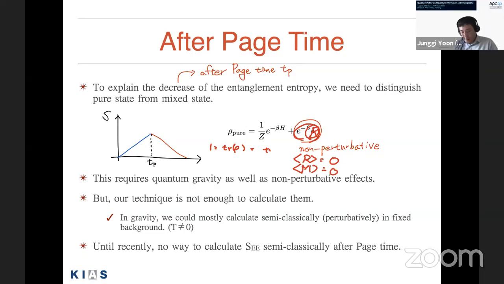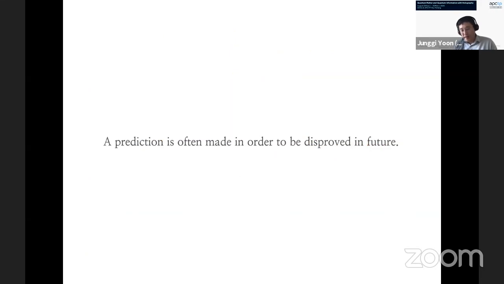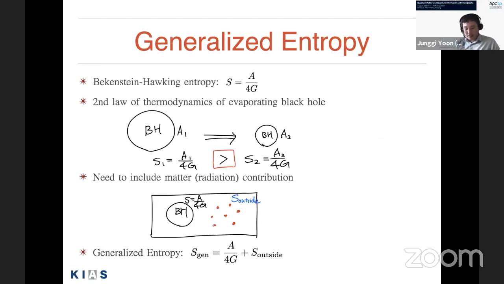And so there is no way for now. People expect that, and you would also agree that so far there is no way to calculate the decrease of entanglement entropy using the semi-classical calculation. This is important after the Page time. However, a prediction is often made in order to be disproved in the future. So in my opinion, one of the big progress of this island conjecture is that it allows us to calculate the decrease of the entanglement entropy semi-classically. This is one very important achievement nowadays.